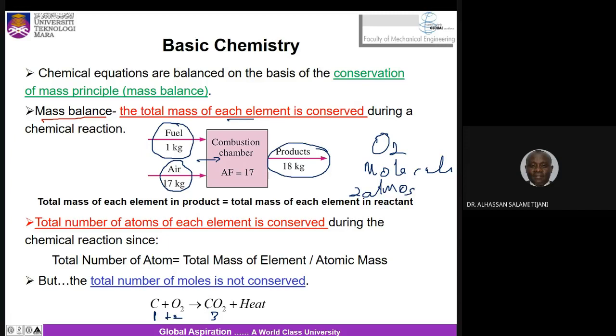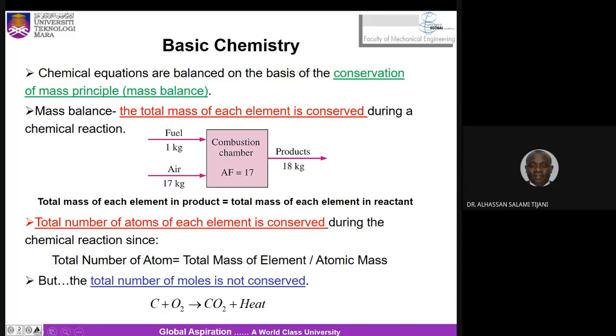But we say that the total number of moles is not conserved. So for the conservation of moles, it is not necessary that the number of moles has to be conserved. All right? So for example, here we have 1 mole of carbon reacting with 1 mole of oxygen, and then it gives us 1 mole of carbon dioxide. So you see, we have 2 moles of the reactant giving us 1 mole of what? The product. So this is always the situation.